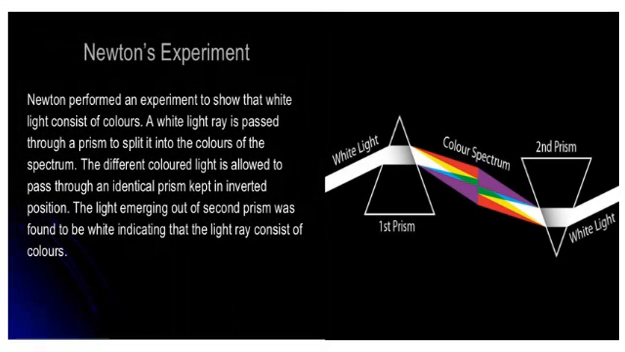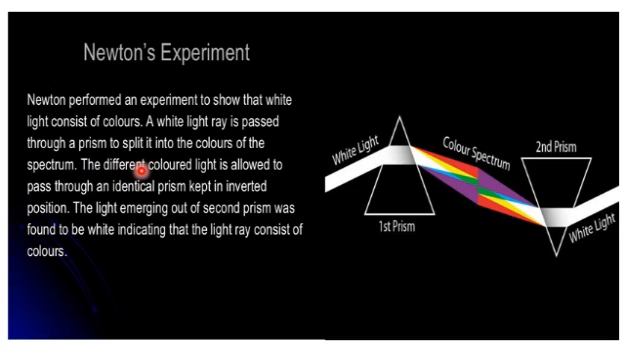Now students, we will discuss one experiment that proves that white light has different colors. Newton's experiment. Newton performed an experiment to show that white light consists of different colors. A white light ray is passed through a prism to split it into the colors of the spectrum. You can see here white light is passed through a prism. White light is split into 7 colors and makes a visible spectrum.